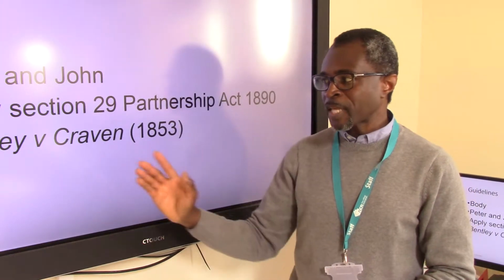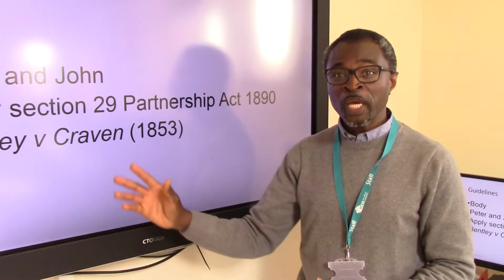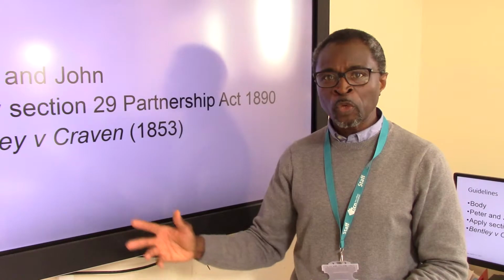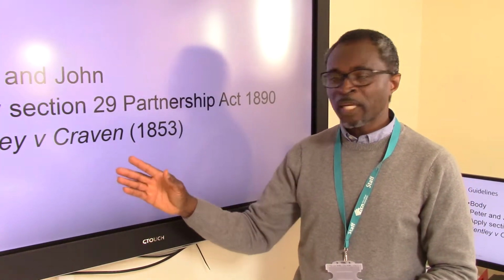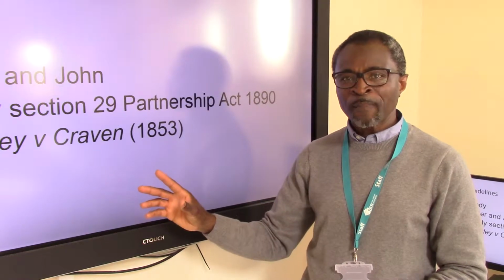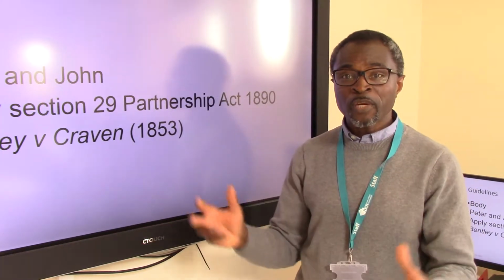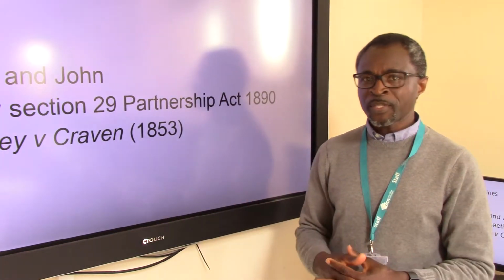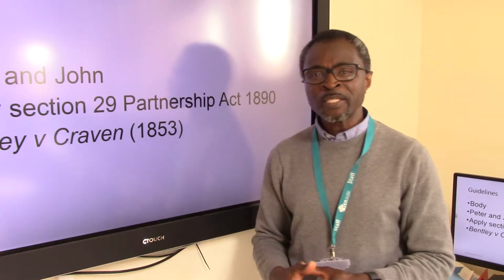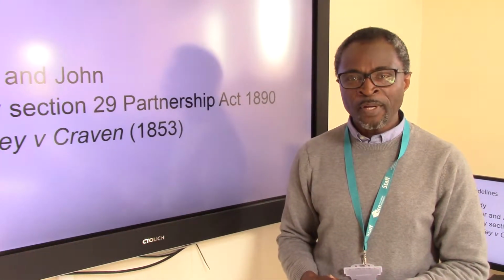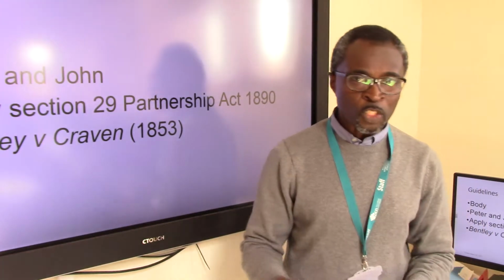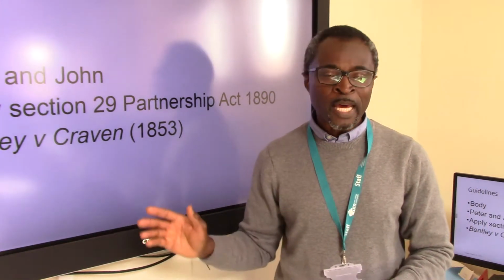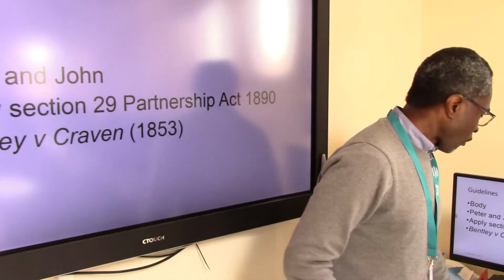And this is clearly stated in the case of Bentley v Craven, which is available on Moodle or in any good business law textbook. But the point of Bentley v Craven is simply that if you make a secret profit outside of the business, just like happened in this case, then you must declare it and share it with the other partners. So under Section 29, you're not allowed to make a secret profit.